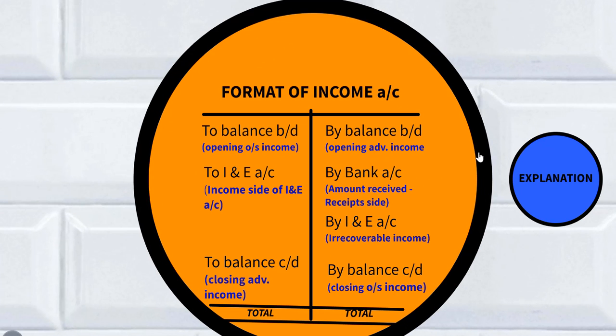We can find out certain missing information in problems by making or preparing the income account. The format of the income account is like this. On the debit side, you will write opening outstanding income as balance brought down. Opposite side, last entry by balance carried down, closing outstanding income. On the credit side, starts with by balance brought down, opening advance income, and the debit side last entry to balance carried down, closing advance income.